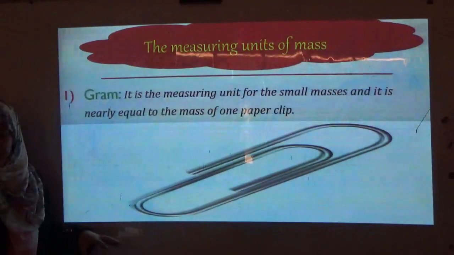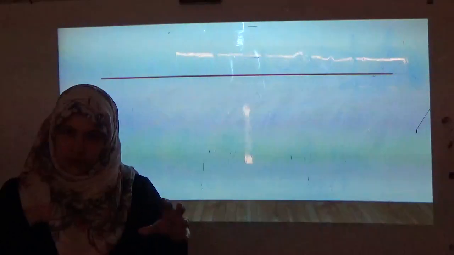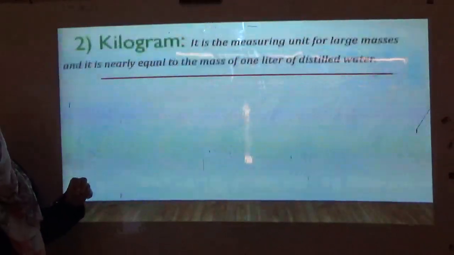Now for the large objects like fruits and vegetables. I can say that I went to the supermarket and I bought some fruits. Before you pay the money, you should know the amount of matter that you bought. The amount of matter that you bought will be measured in kilograms.